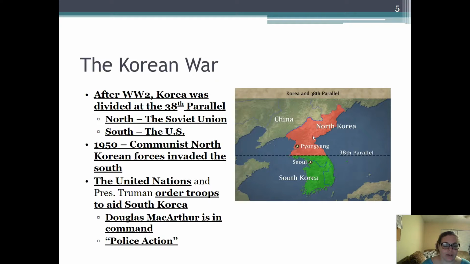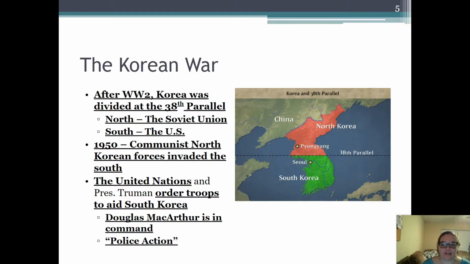And North Korea turns to the Soviet Union for help, and South Korea turned to the United States for help, which means whenever they're creating their governments, North Korea is getting advice from the Soviet Union, so it's going to become communist. South Korea is getting advice from the United States, so it's going to become democratic. In 1950, communist North Korean forces are going to invade the South.